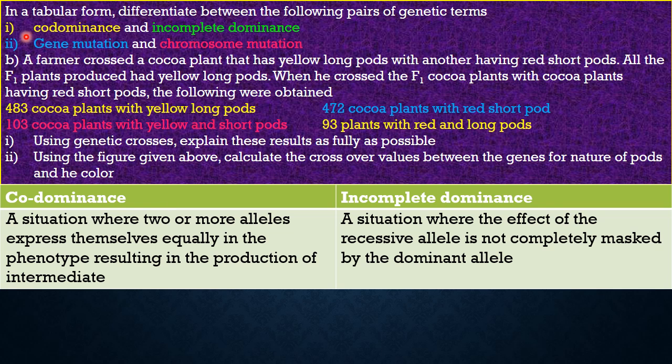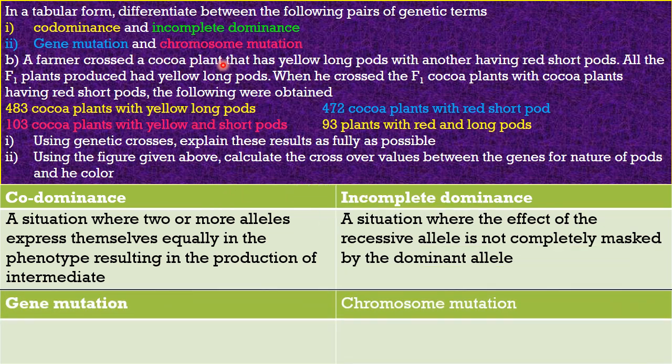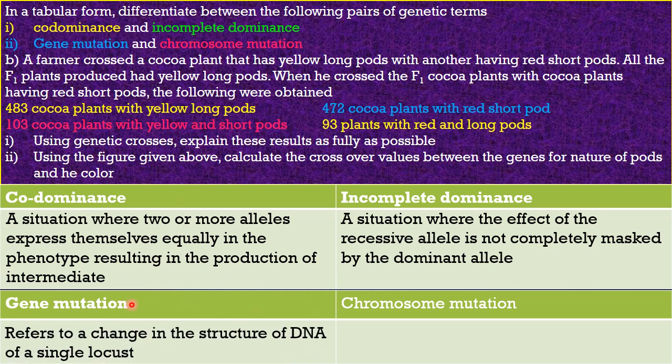The next part was also to differentiate between gene mutation and chromosome mutation. Again, by the definitions, let's look at gene mutation. Gene mutation simply refers to a change in the structure of the DNA in a single locus. Keep in mind that the exact position where a DNA molecule is found is called its locus. That's the exact location where it is found.